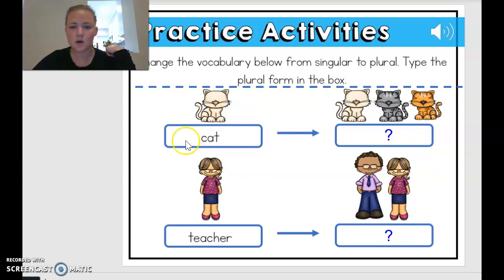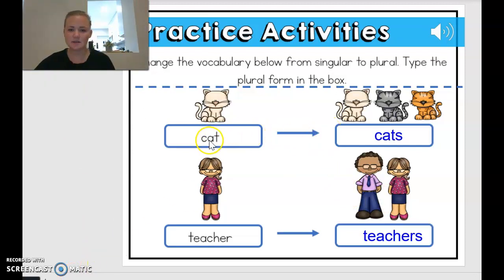Moving on. Go ahead and do these two, cat and teacher. Write them down, write the word for this picture and write the word for this picture. Make it plural, more than one. Stop the video. All right, here are our answers. Cat becomes cats. Teacher, teachers. You add S.